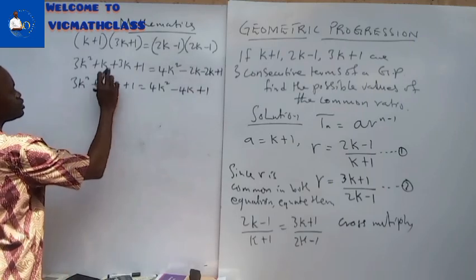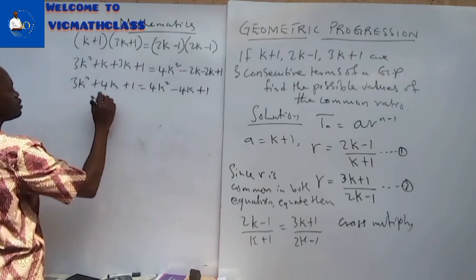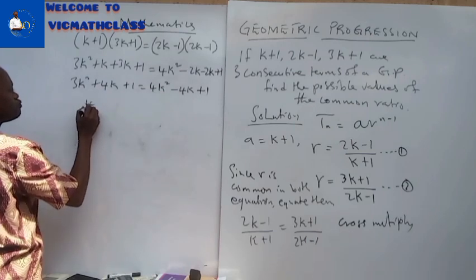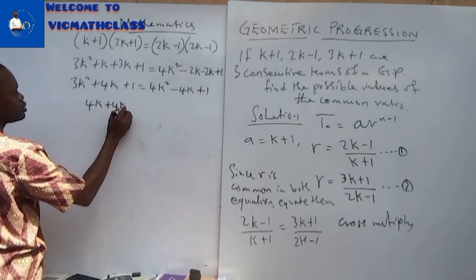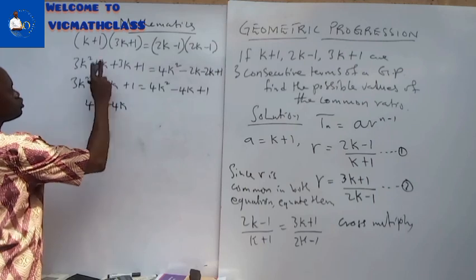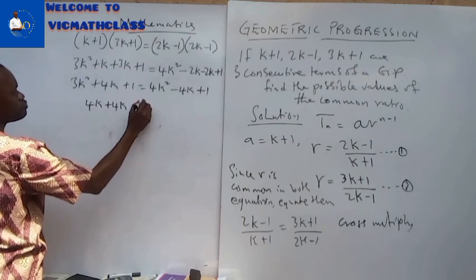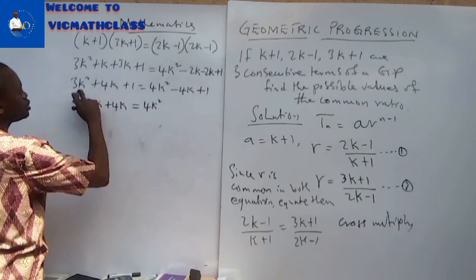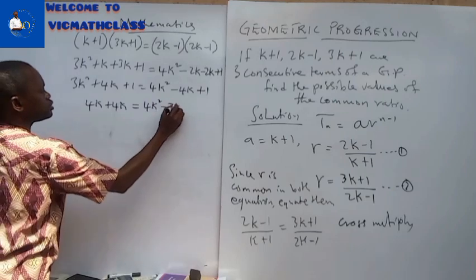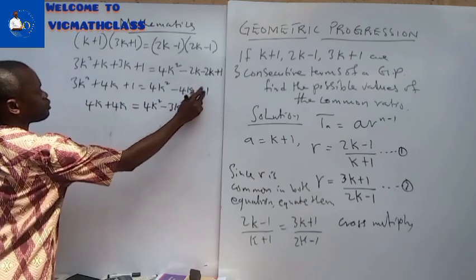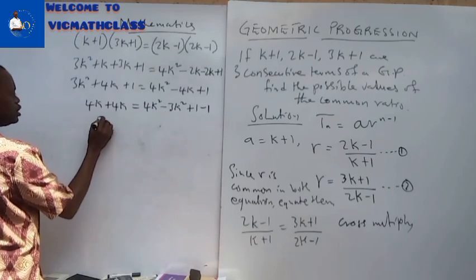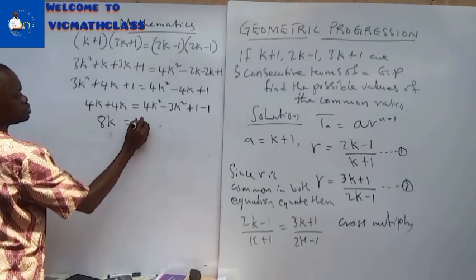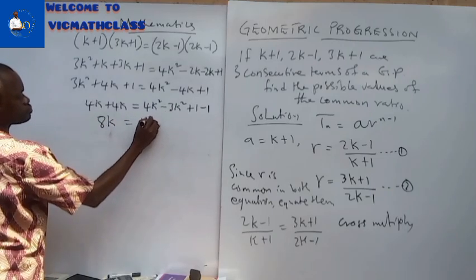So I can transfer this over here and transfer this over here. I will bring down this 4k. This will be plus 4k. And then this will go over here. Over here, I will have 4k squared minus 3k squared. Then I will have plus 1 minus 1, which will go. This is 8k equals k squared.